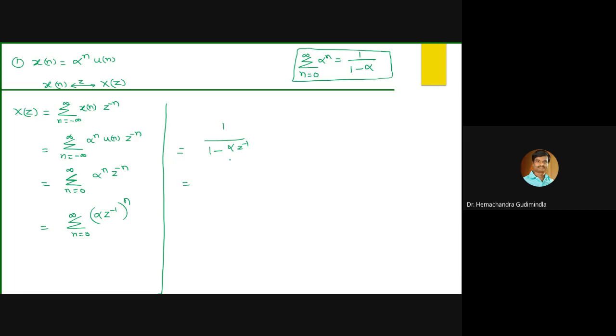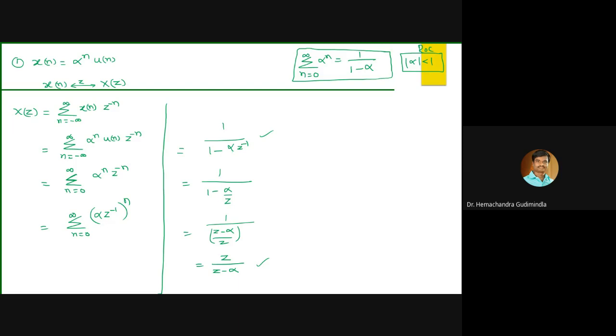Here 1 by 1 minus alpha into z inverse, if you simplify this, 1 divided by 1 minus alpha by z, goes to the numerator z divided by z minus alpha. So either you can leave it up to here or you can go up to here, no problem. Now we found the Z transform, but we need to find the ROC. Here alpha should be less than 1. This one is also very important.